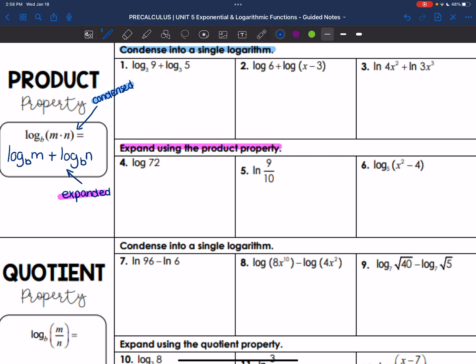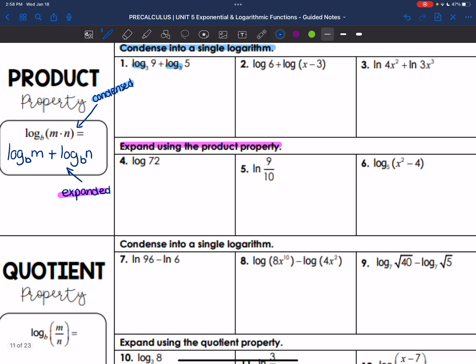Let's begin with log base 3 of 9 plus log base 3 of 5. We are able to condense them because they both are log base 3. That is very good. If they didn't have the same base, they could not be condensed. But because they do, it's log base 3 of 9 times 5, which is log base 3 of 45. So that would be our final answer here. Log base 3 of 45.